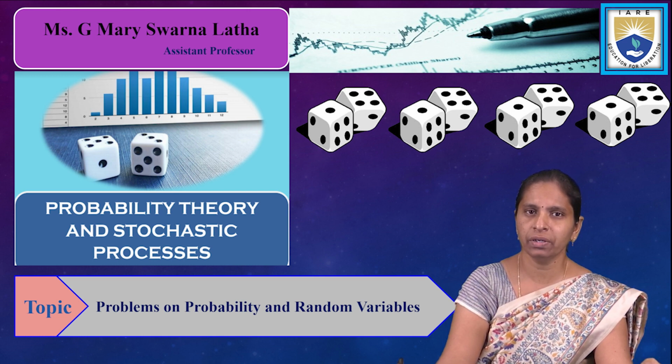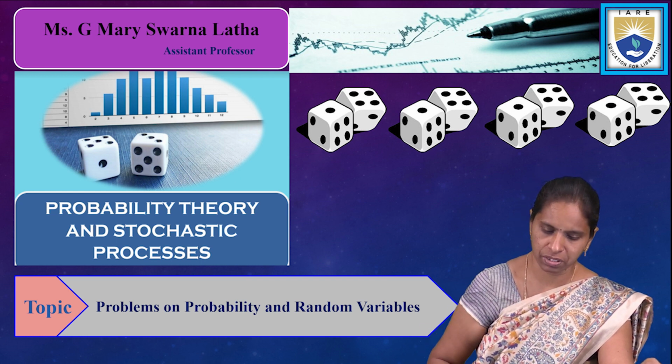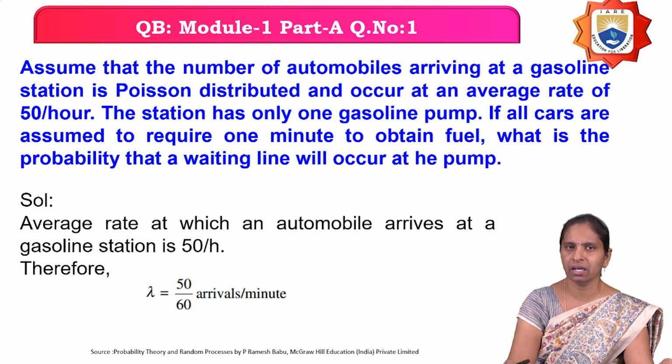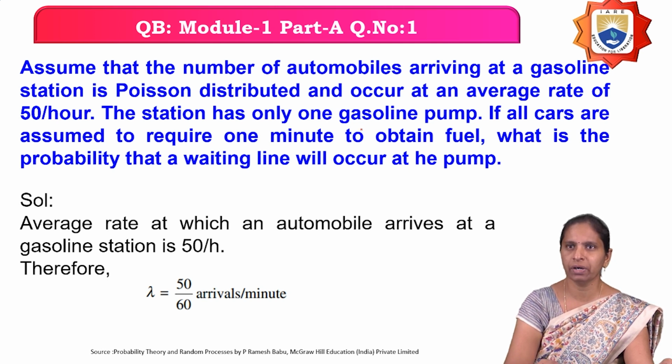In today's lecture, we are going to discuss problems on probability and random variables. The first problem is: assume that the number of automobiles arriving at a gasoline station is Poisson distributed and occurs at an average rate of 50 per hour. The station has only one gasoline pump. If all cars are assumed to require 1 minute to obtain fuel, what is the probability that a waiting line will occur at the pump?